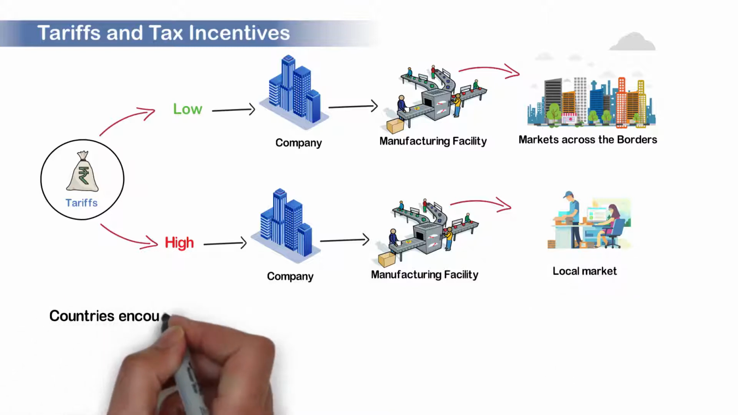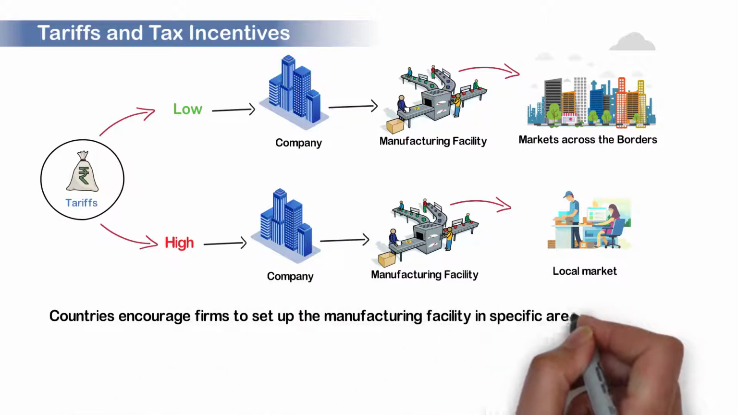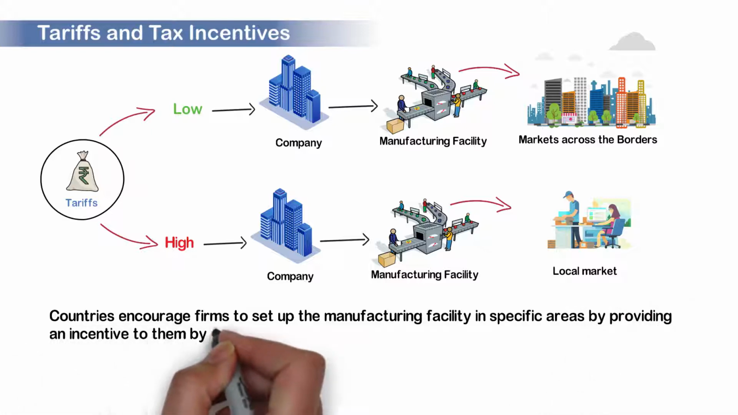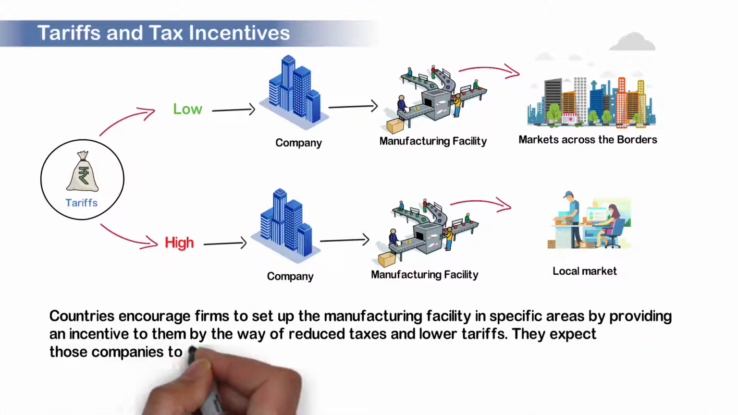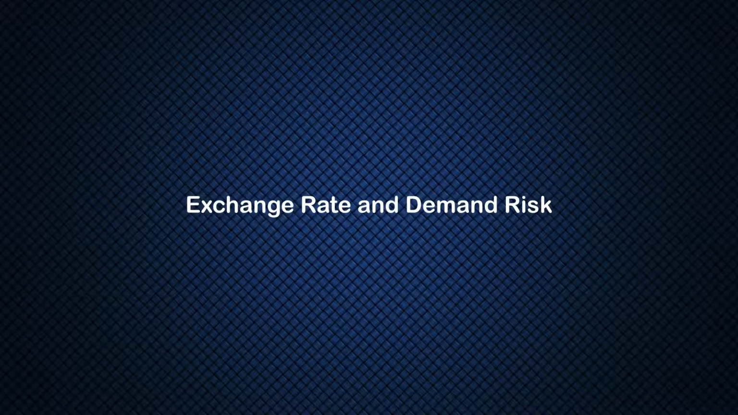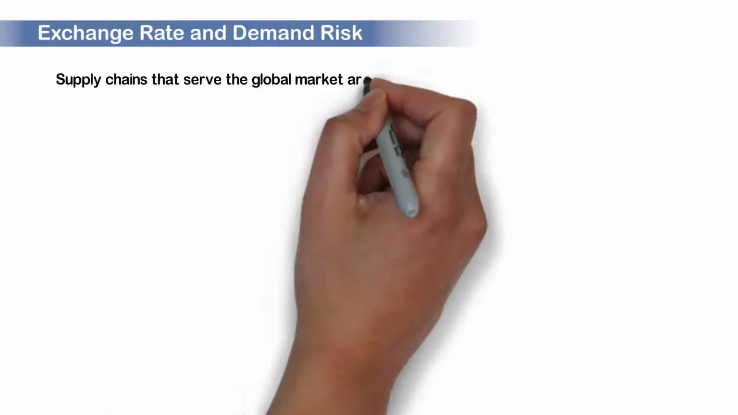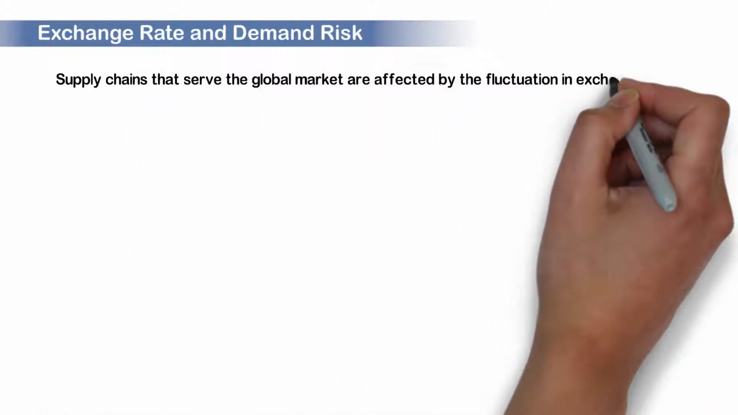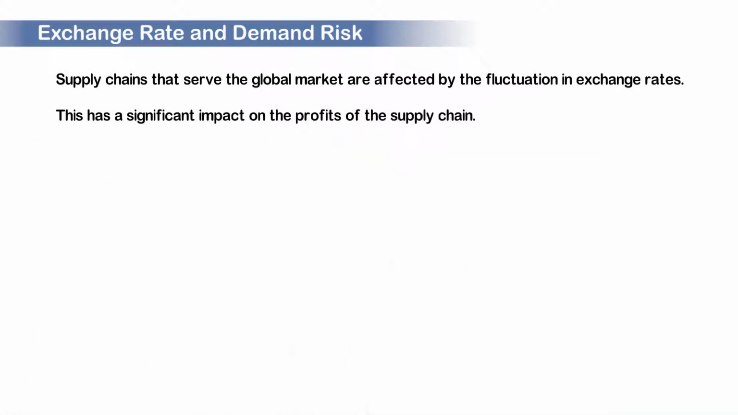Countries encourage firms to set up the manufacturing facility in specific areas by providing an incentive to them by way of reduced taxes and lower tariffs. They expect those companies to focus on production for exporting the products. Similarly, exchange rate and demand risk have an influence on the location decision. Supply chains that serve the global market are affected by the fluctuation in exchange rates. This has a significant impact on the profits of the supply chain.